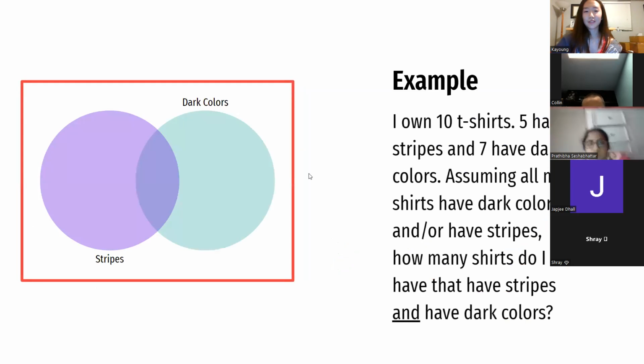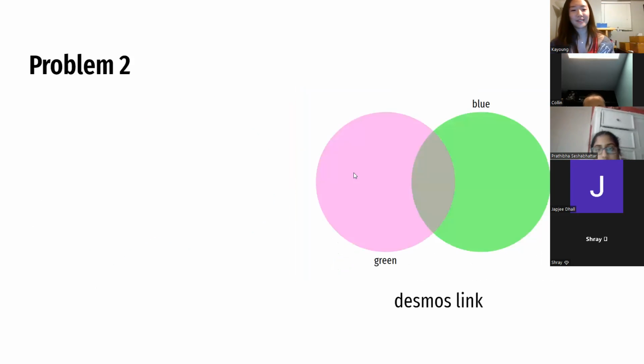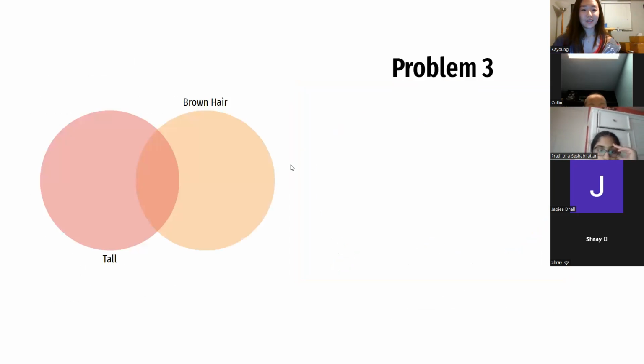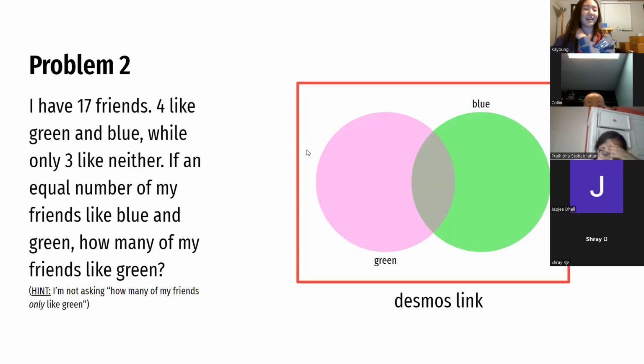Okay, and then next one. I don't think we need to do the example. I think you guys got it. Okay. I have 17 friends, guys. I'm extremely popular. So I have 17 friends, 4 like green and blue, while 3 like neither. And if an equal number of my friends like blue and green, how many of my friends like green?